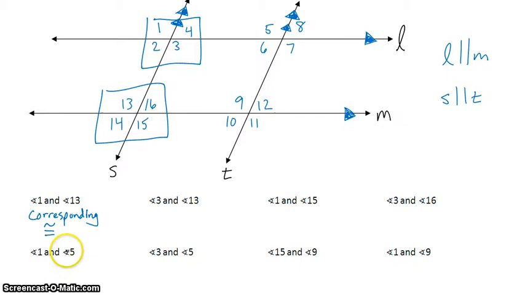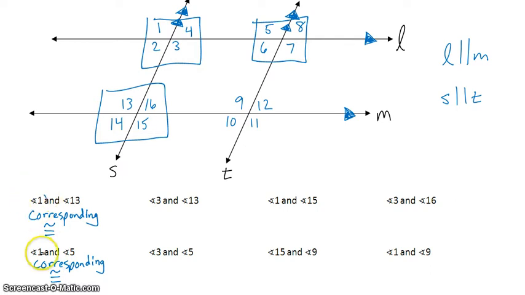Let's look at angles 1 and 5. 1 and 5 are both on line L, which means my transversal between 1 and 5 is L, and my parallel lines are now S and T. And 1 is in the upper left corner, and 5 is in the upper left corner. So those two angles are corresponding. And since they're corresponding angles between two parallel lines, they're going to be congruent.